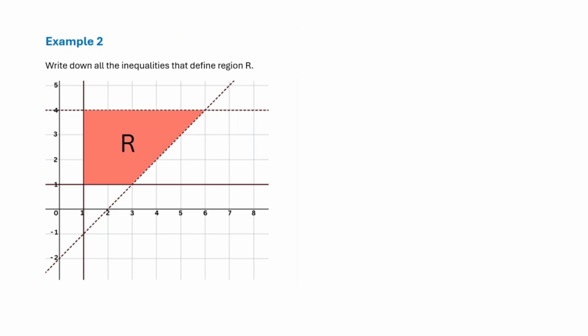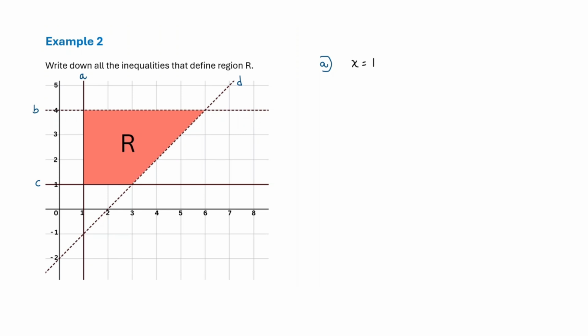To make the working clear, let's label the boundary lines A, B, C, and D. We start with boundary line A. This is a vertical line. For a vertical line, the equation is written in the form x = a number. Here, the line passes through x = 1. So the equation of the boundary line is x = 1. Now we need to turn this into an inequality.